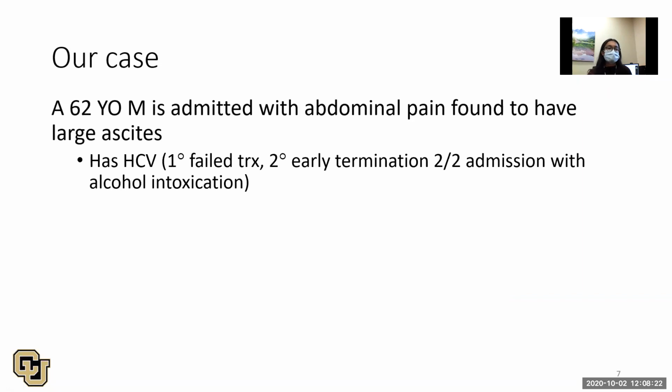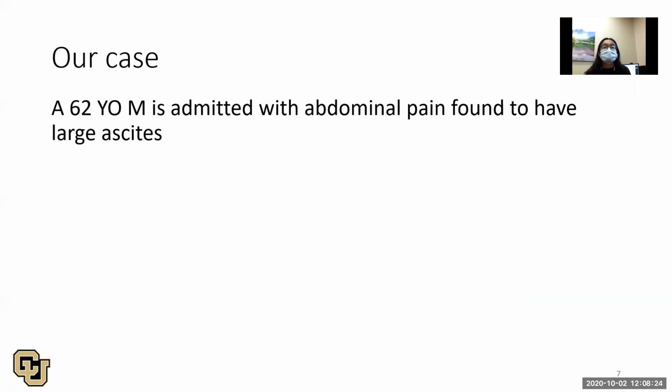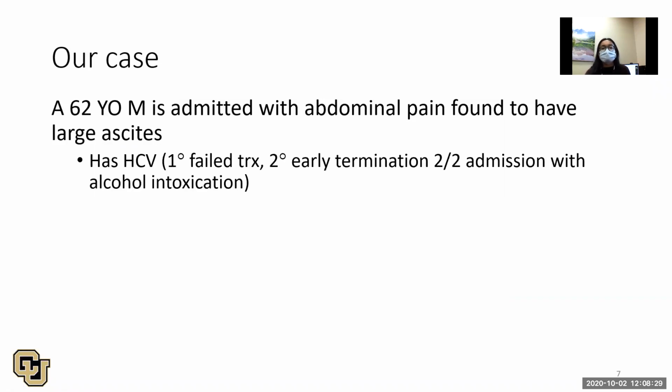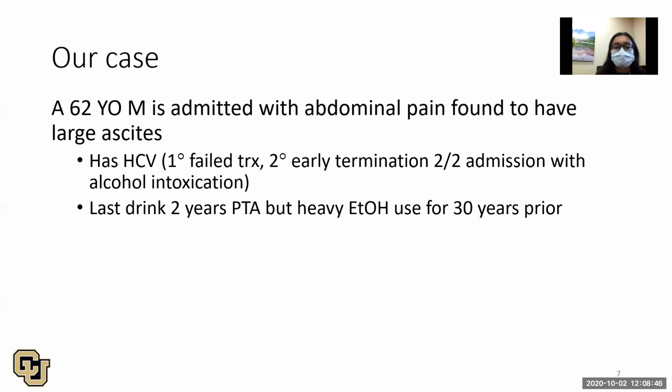Okay, so for our case today, we have a 62-year-old man who's admitted with abdominal pain and found to have really large ascites, and so the ED wants to admit him to you. He has a history of hepatitis C. He's tried treatment twice. The first time he failed treatment and had a positive viral load, and then the second time he had to stop treatment early due to an admission related to alcohol intoxication. Today he reports that his last drink was 2 years ago, but before that he was a pretty heavy drinker for 30 years.